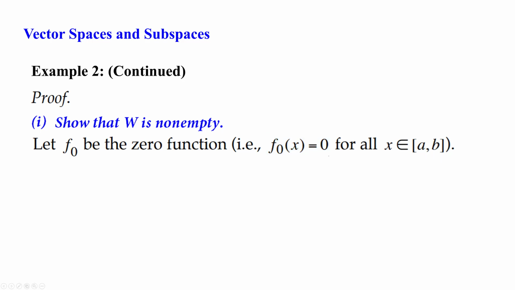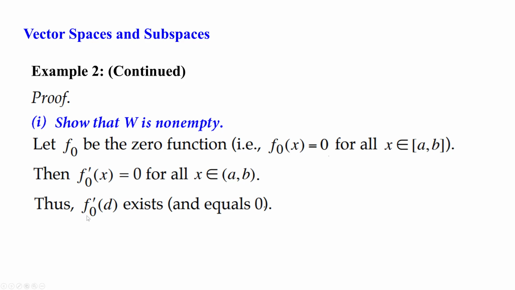That's not surprising. Now, is the constant function differentiable? Absolutely, it's differentiable everywhere. Therefore, f naught prime of x is 0 for all x. Therefore, f naught prime of D exists, and of course it's 0. So the 0 function is in W, because it's differentiable everywhere. This is what we just showed.